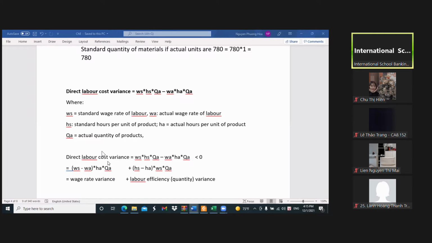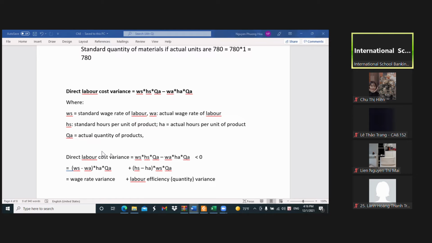The labor cost variance calculated is negative. That means the actual cost of labor is higher than the standard. The company spends more for labor than the standard, so it's more expensive for the company, right? In that case, the performance is bad and the variance therefore is unfavorable. So we investigate why the actual cost of labor is higher than the standard. Is this due to the wage rate variance or the labor efficiency variance?